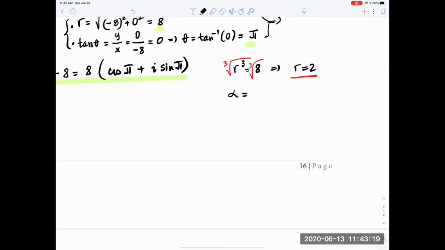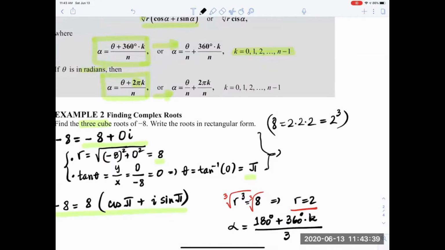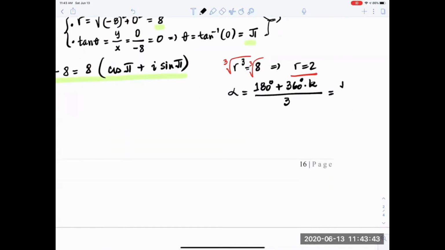And then our alpha, which is our new angle, I would say. I'm going to stay with degrees this time. I should have put there 180, but I'm going to do it now. So we have 180 plus 360 times k, divided by 3. So I'm applying what it says in the theorem. Or you can put it in radians: pi plus 2 pi k over 3. Same thing. Very well. So we got all of this together.